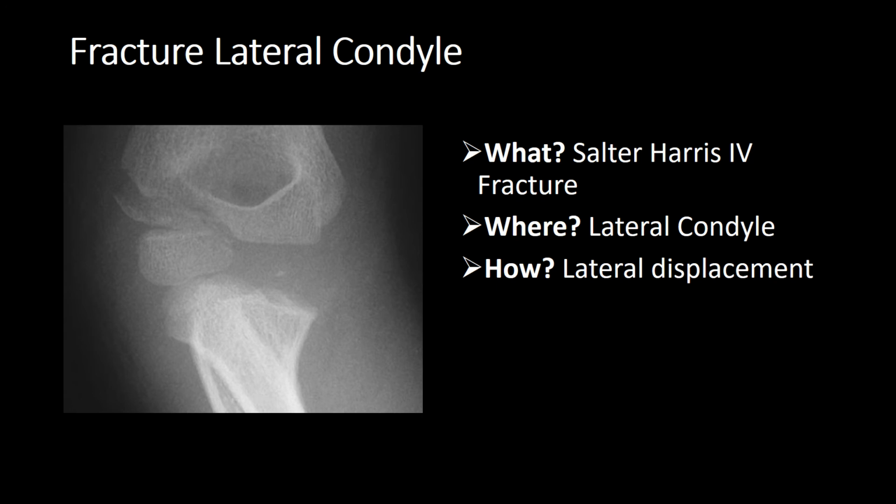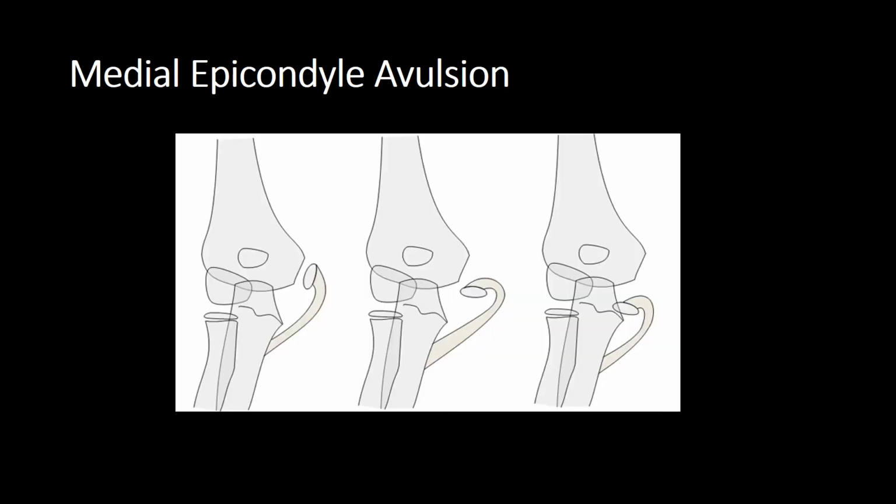So what is it? It's a Salter-Harris 4 fracture where the lateral condyle, how, lateral displacement. Medial epicondyle avulsion injuries are usually a traction injury caused by a valgus force. And what happens is that you get varying degrees of avulsion of the medial epicondyle.